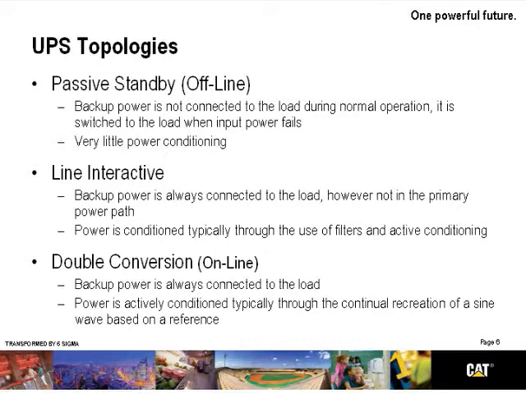Lastly, double conversion or online UPSs, the backup power is always connected to the load. It is connected to the load in its primary power path, and it actively conditions it, as we mentioned a moment ago when we were talking about rectifiers and inverters. The double conversion UPS converts the power all the time. So all incoming power is converted from AC to DC and then back from DC to AC to create the perfect sine wave output all of the time. It also adds an additional layer of isolation, input to output.